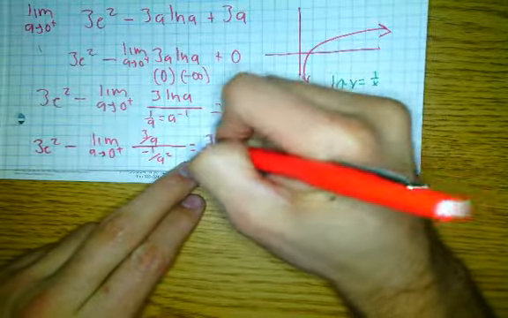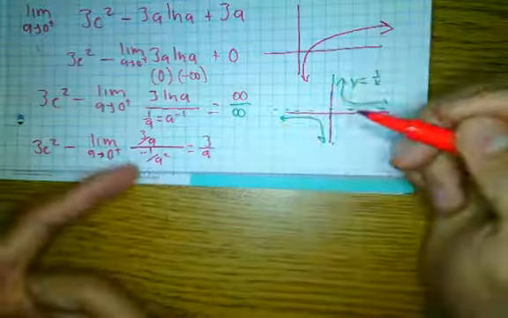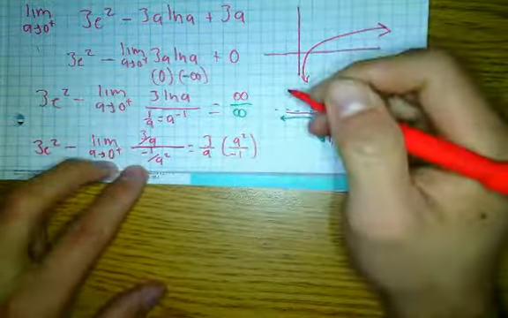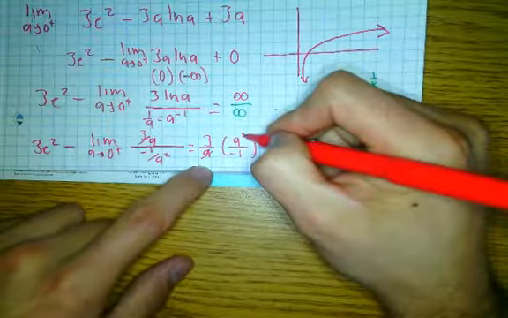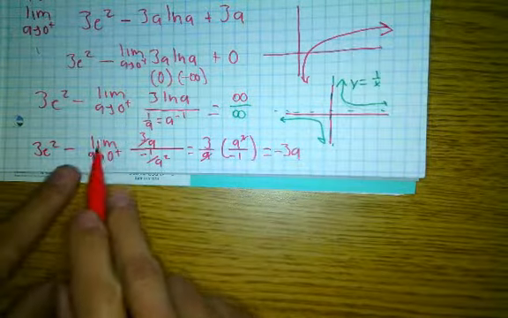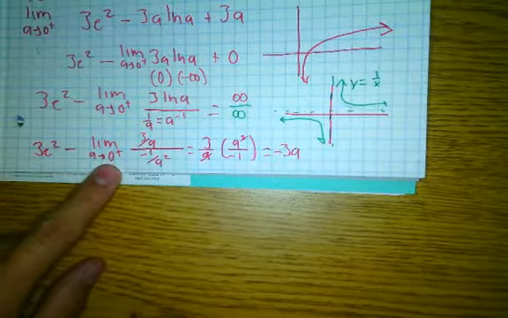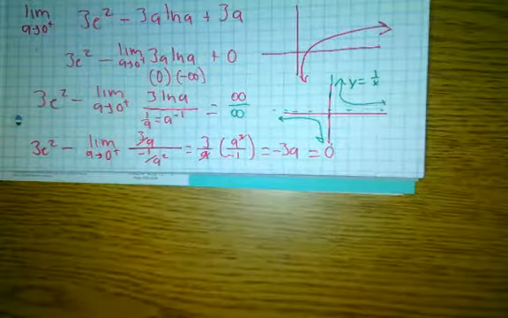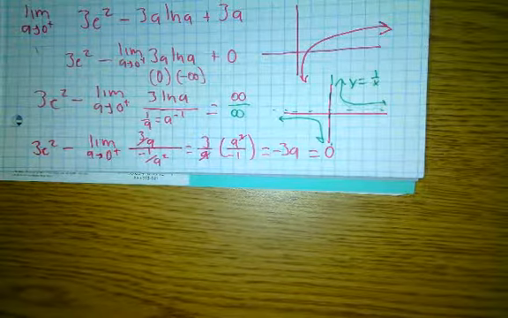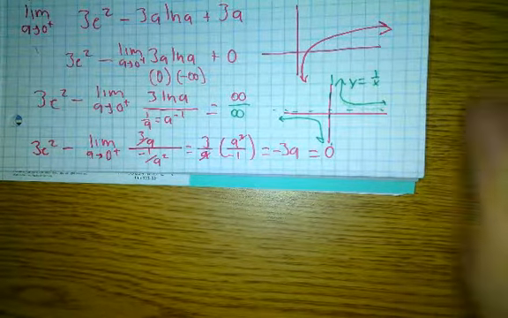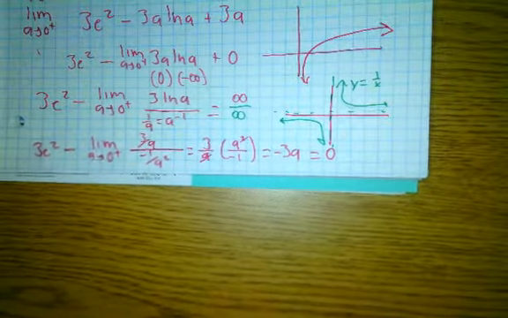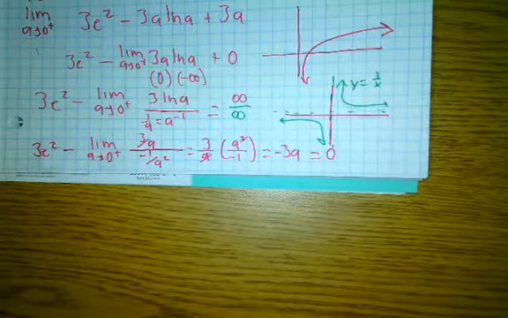Okay, let's clean this up. So I have 3 over a times the reciprocal of this, which is a squared over negative 1, right? So that goes away, leaving you with negative 3a. What's the limit as a approaches 0 of negative 3a? 0. So what's the final answer? 3 squared. So did it diverge? No, it did not. It converged. It converges to 3 squared.